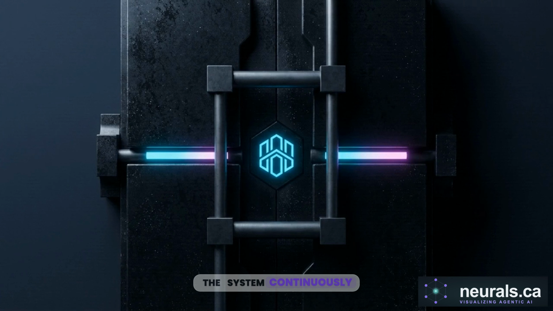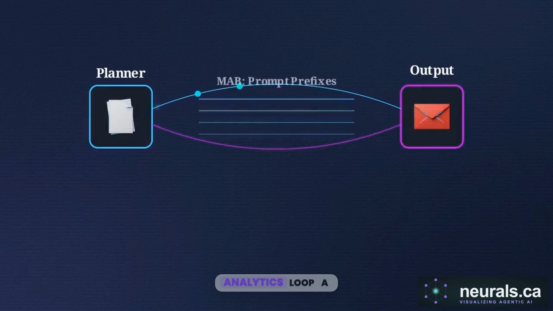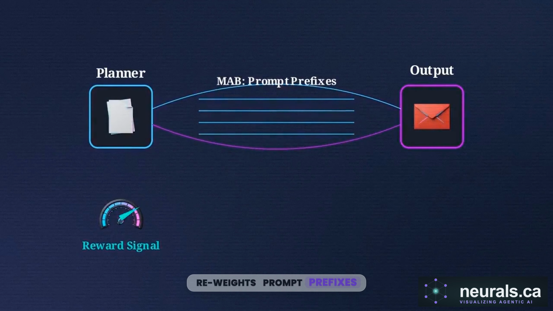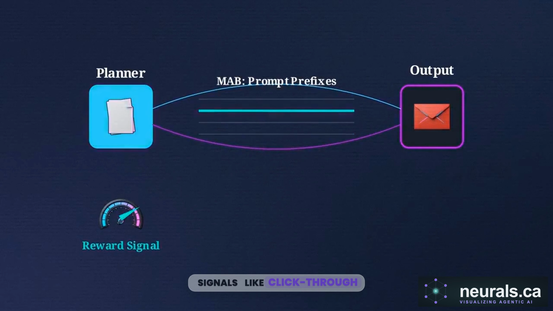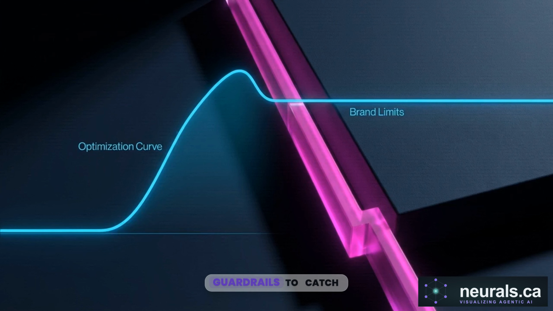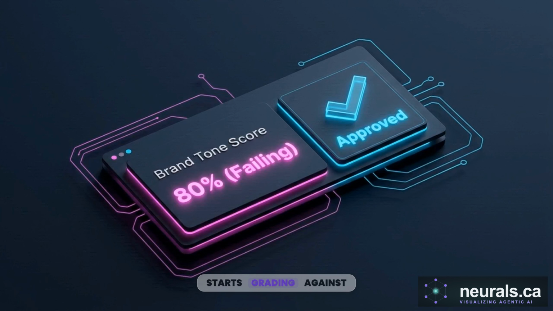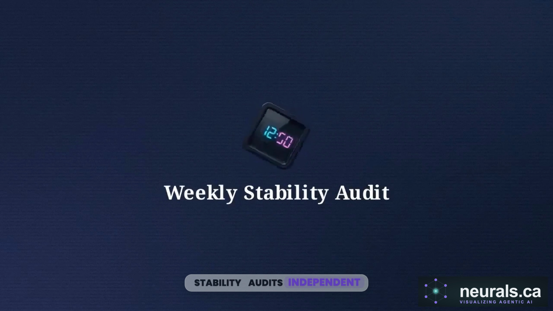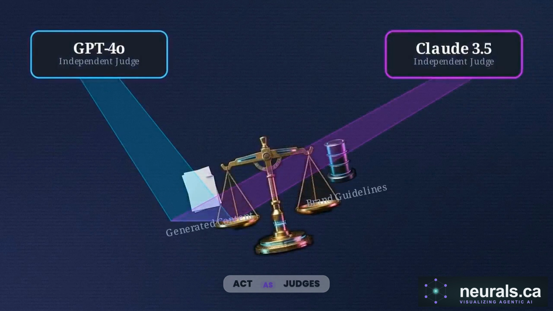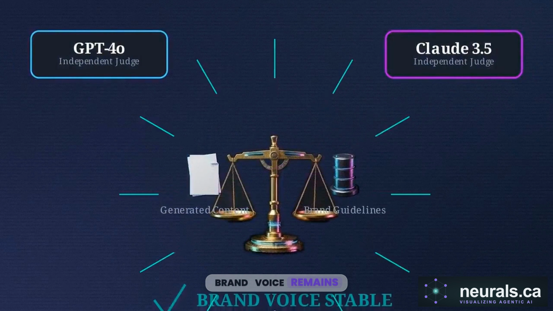The system continuously learns through an analytics loop. A multi-armed bandit algorithm reweights prompt prefixes based on reward signals like click-through rates, ensuring the system optimizes only within the approved guardrails. To catch silent drift, where the editor slowly starts grading against the wrong rubric, we run weekly stability audits. Independent models like GPT-4o and Claude 3.5 act as judges to ensure the brand voice remains stable.